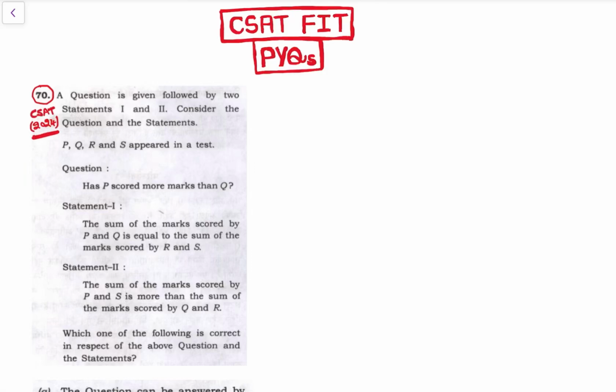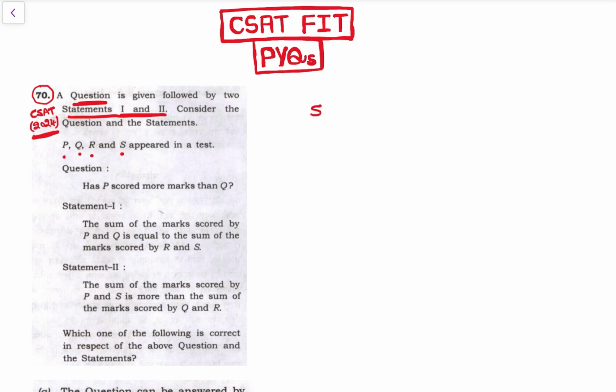This is a question asked in CSAT paper 2024. This is a statement-based question. P, Q, R and S appeared in a test. Question: has P scored more marks than Q? Statement 1 and statement 2 are given. So we need to find out whether P scored more marks than Q or not.